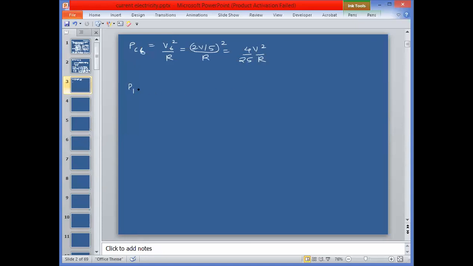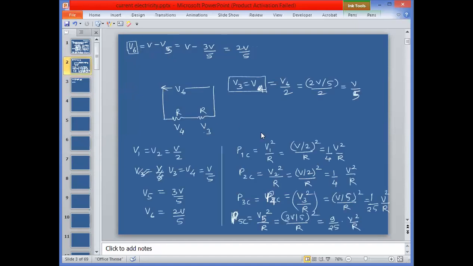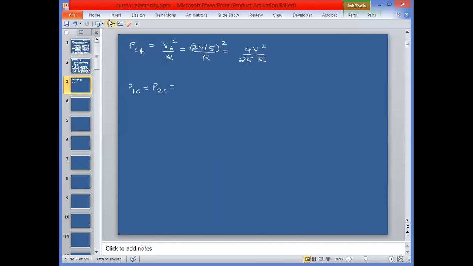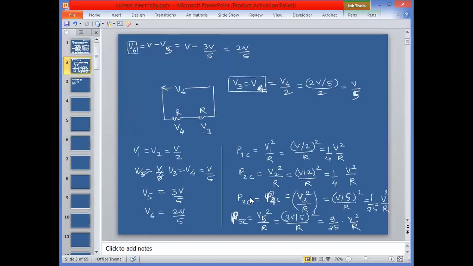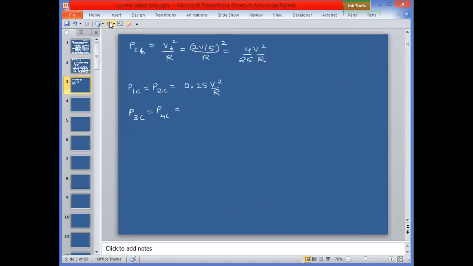Okay. So power consumed by the first bulb is equal to power consumed by the second bulb, which is 1 by 4 V square upon R. What does that mean? 1 by 4 means 0.25 into V square upon R. Then power consumed by the third and fourth, both are equal, which is 1 by 25 into V square upon R. 1 by 25 means 0.04 into V square upon R.